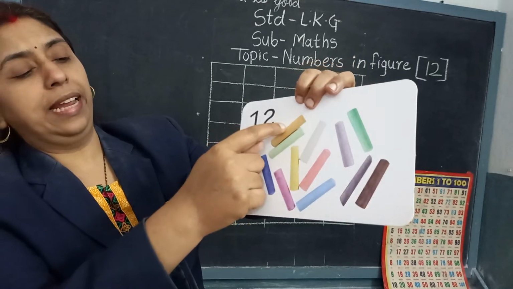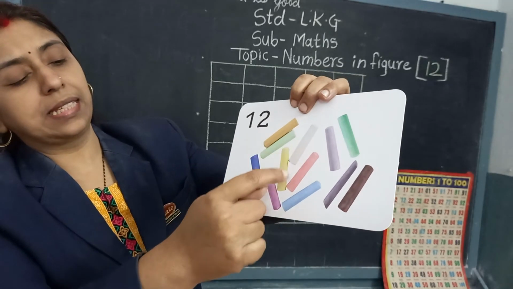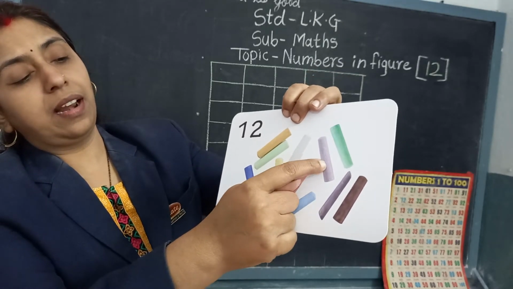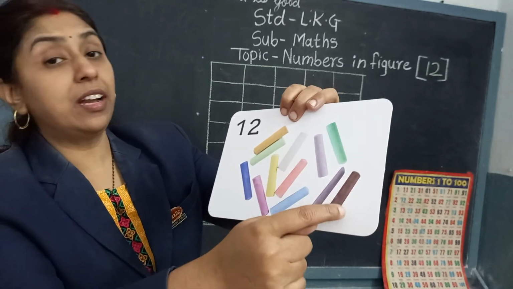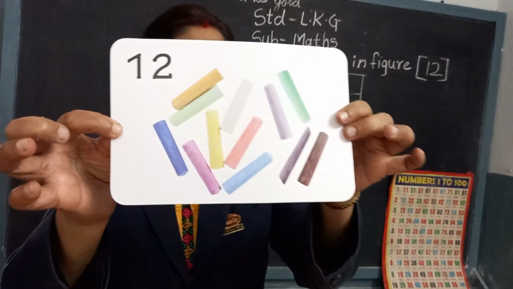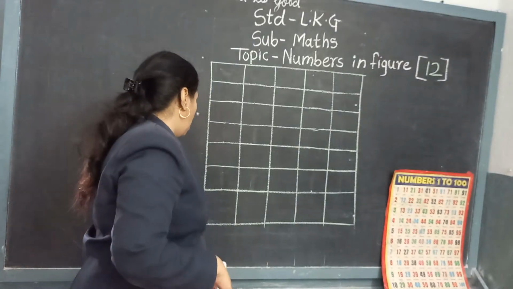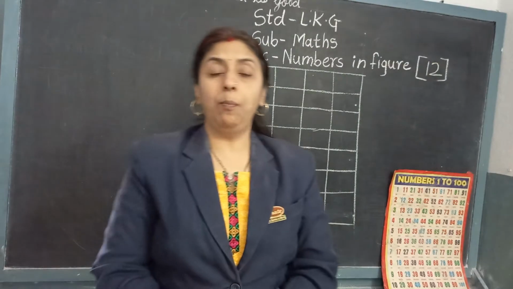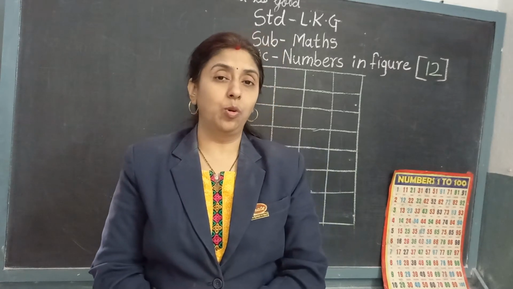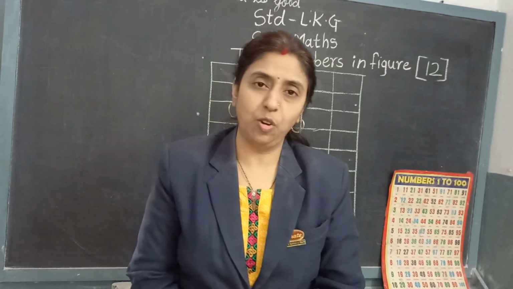1, 2, 3, 4, 5, 6, 7, 8, 9, 10, 11, 12. How many chalks are there? 12 chalks. So students, now do one thing, open your square notebook. Open your math square notebook.